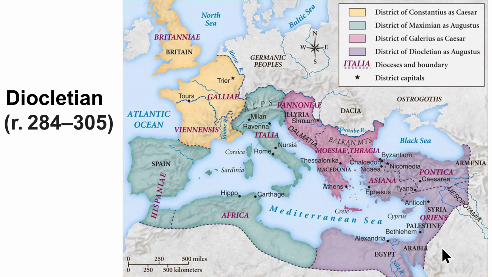So you can see that there were 4 different areas. There were 2 Augustuses, the major emperors, and then 2 Caesars, who were like the emperors in waiting, and they each controlled a part. So there were 4 different parts to the Roman Empire.